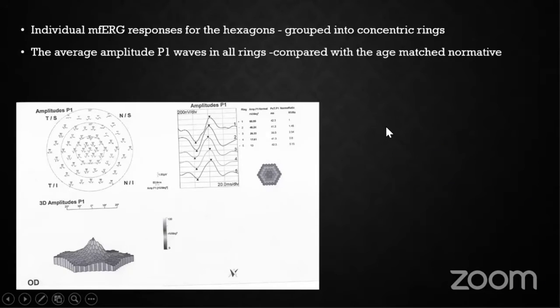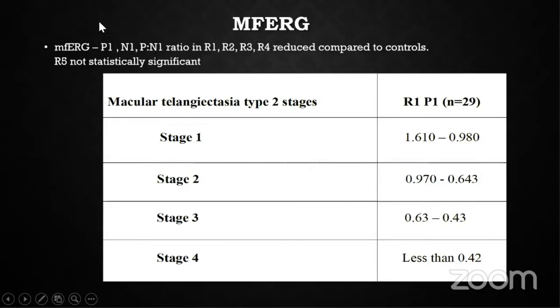So we recorded individual MFERG responses for 61 hexagonal elements, and we have grouped them into R1 to R5. R1 was less than 2 degrees, R2 was 2 to 5 degrees, R3 was 5 to 10 degrees, R4 was 10 to 15 degrees, and more than 15 degrees was R5. And we recorded average amplitude of P1 in all the rings and compared it with the controls. P1N1 ratio was significantly reduced in all the 4 rings except for R5.